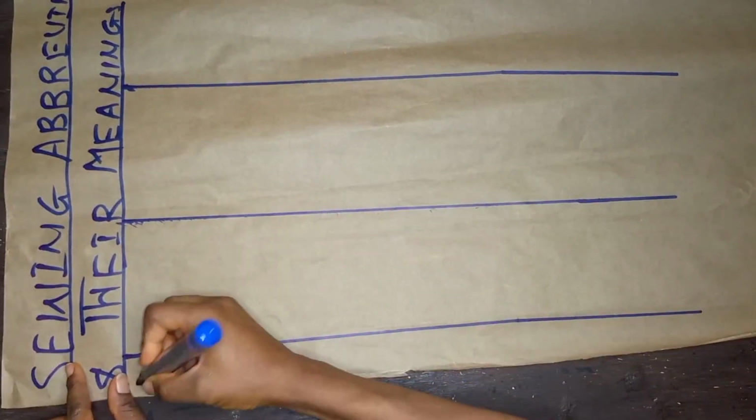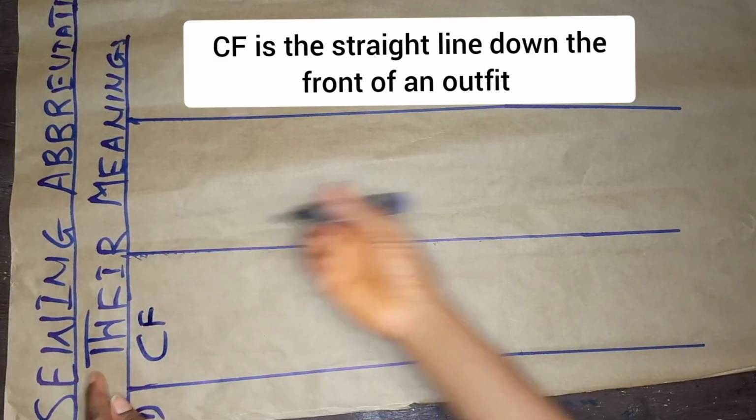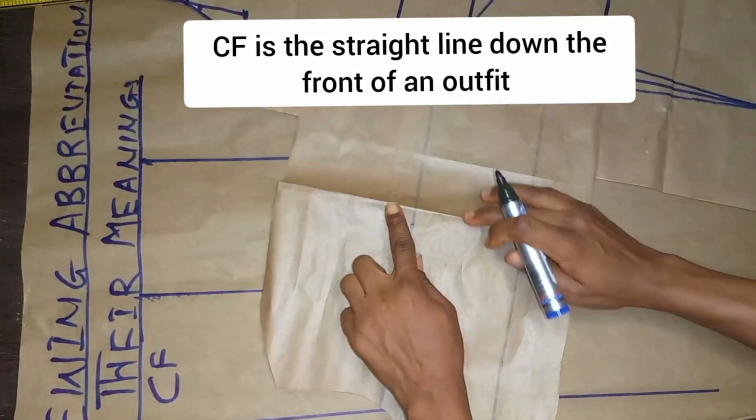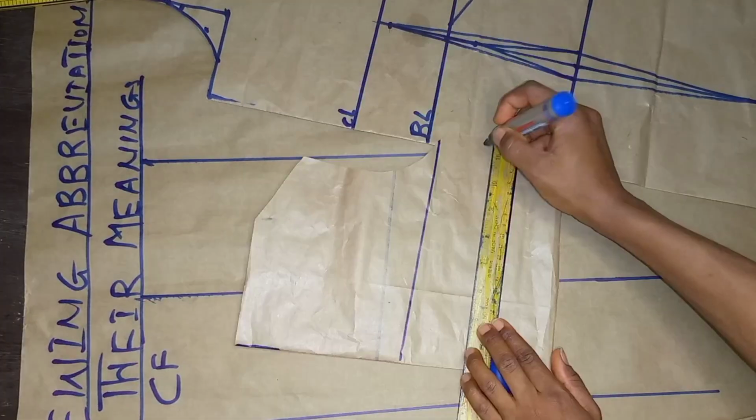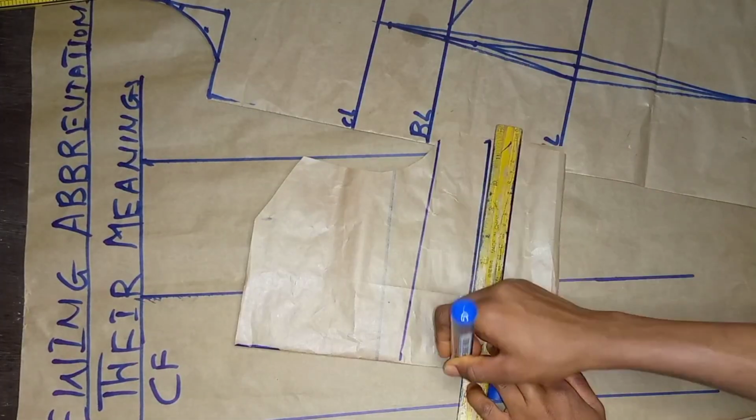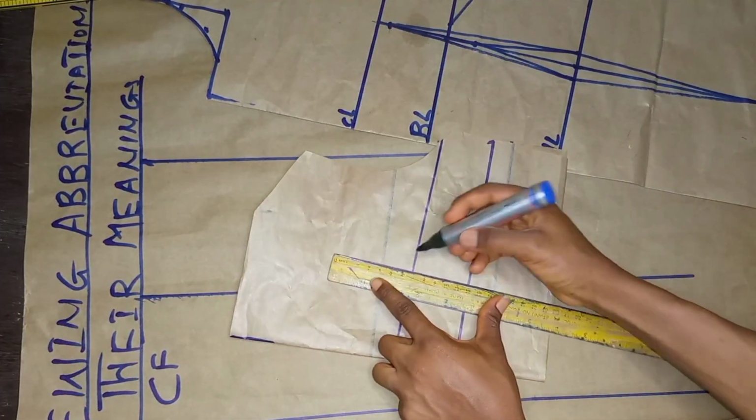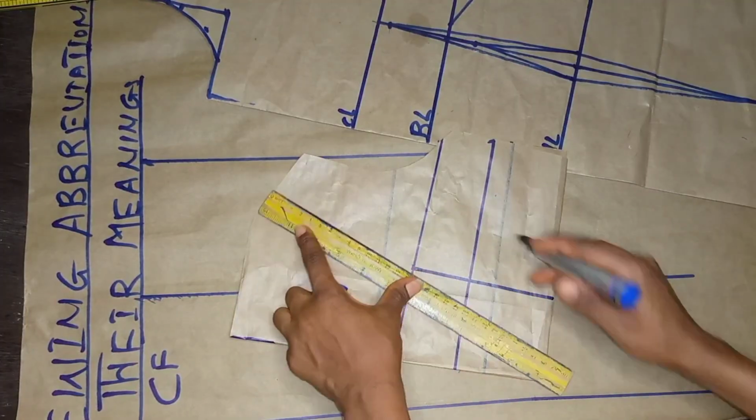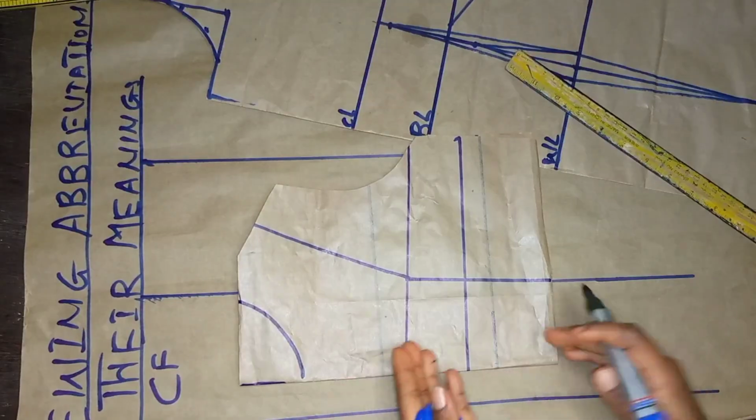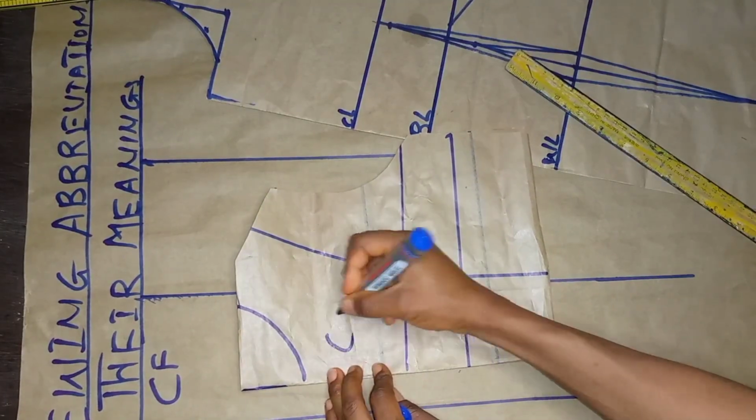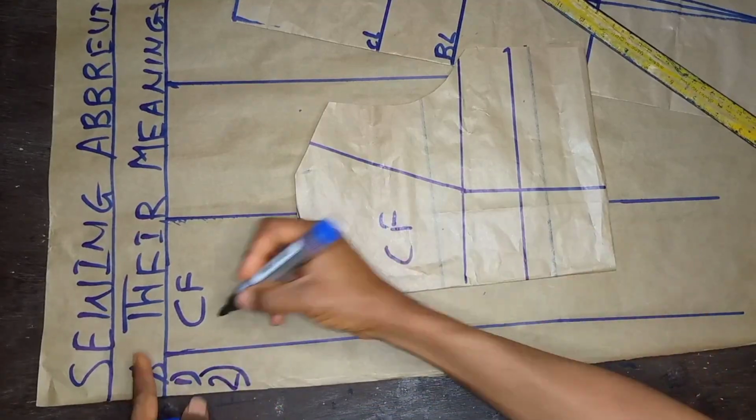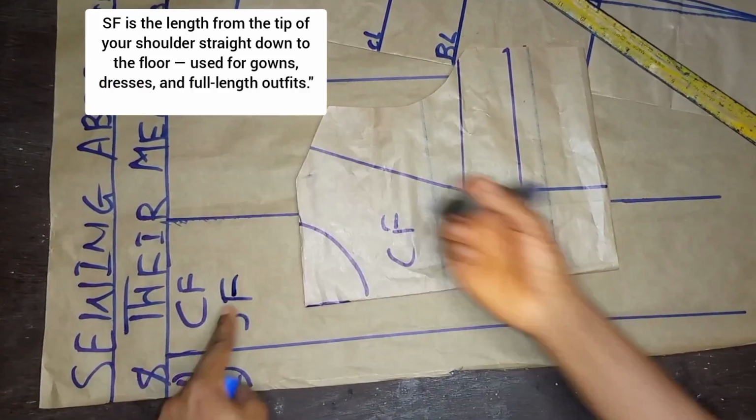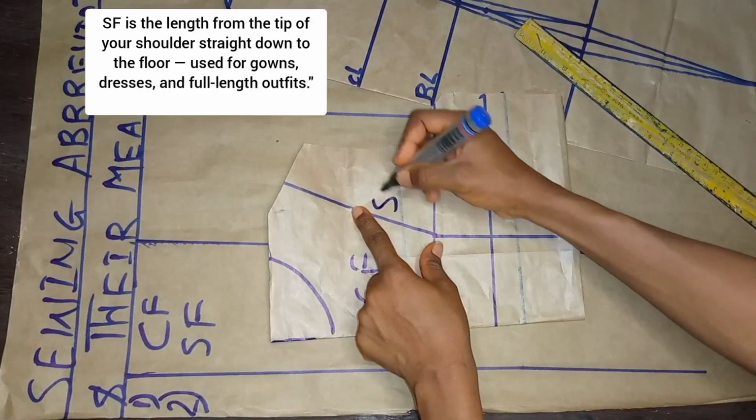The first one I'll be starting with is the center front. The center front is the middle or the straight line down the front of an outfit. So I'll use this pattern as an example. This first line is the chest line and this second line is the bust line. And this is the dart line. The space before the dart line is referred to as the center front, while the space after the dart line is referred to as SF, known as the side front.